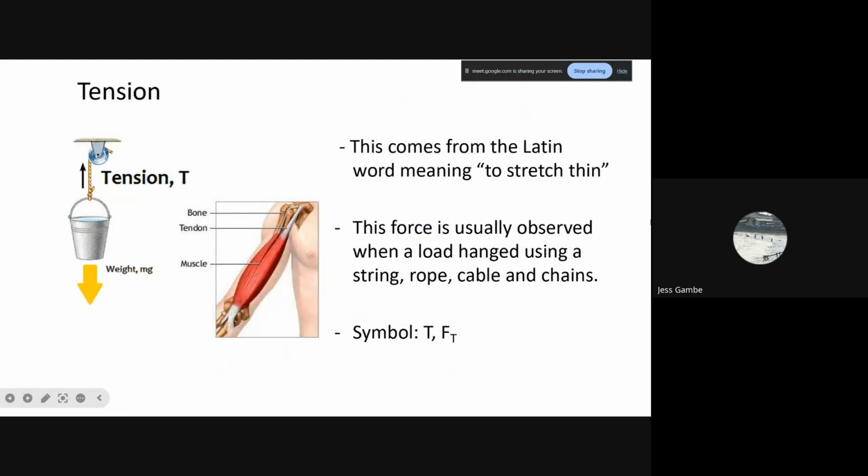Next one is tension. Tension comes from the Latin word meaning to stretch thin. In the figure of a bucket on a rope, it's not just the handle of the bucket that experiences tension, it's also the rope. The next image is a muscle. A muscle being contracted experiences tension. This force is usually observed when a load is hung using a string, rope, cable, or chains. The symbol is T, or in some cases F subscript T. Okay.